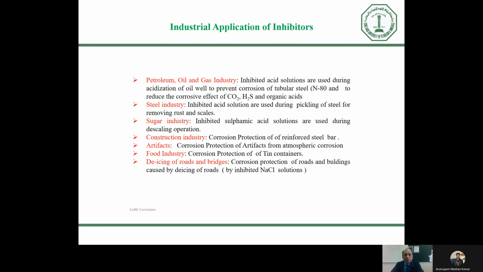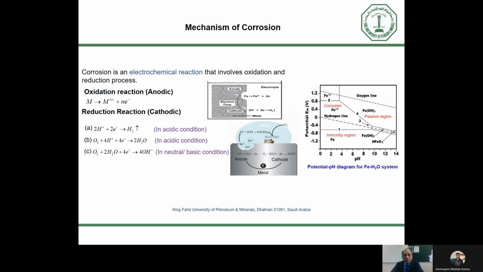These inhibitors find wide application in the petroleum industry, steel industry, sugar industry. In the construction industry, it means corrosion protection of reinforced steel bars. In artifacts, it means the corrosion protection of artifacts from atmospheric corrosion. In the food industry, corrosion protection of tin containers. So these are all applications in various industries.